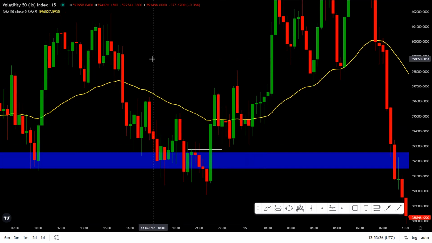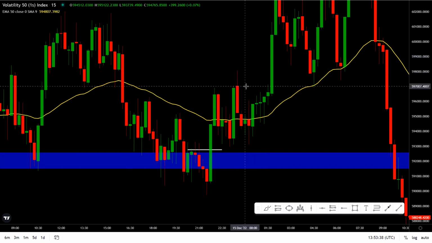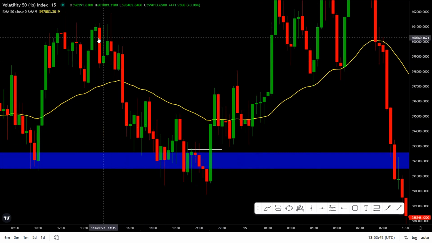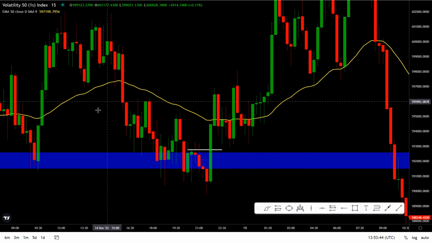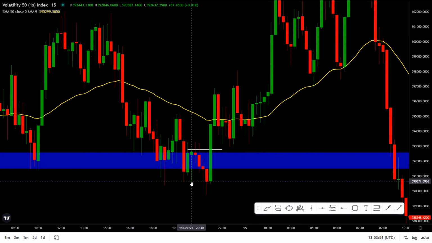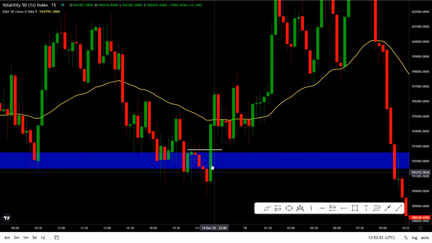So if I were to be looking for a sell setup from the 1 hourly time frame, I would want the 15 minutes time frame to be bearish for it to be a valid trade from the 15 minutes time frame.